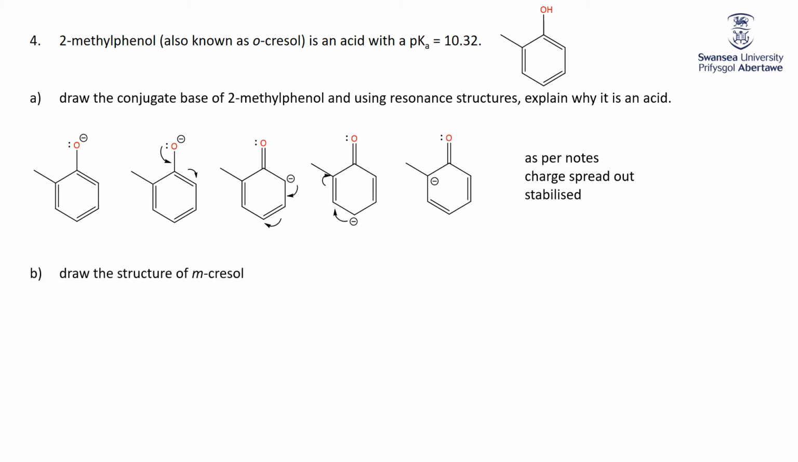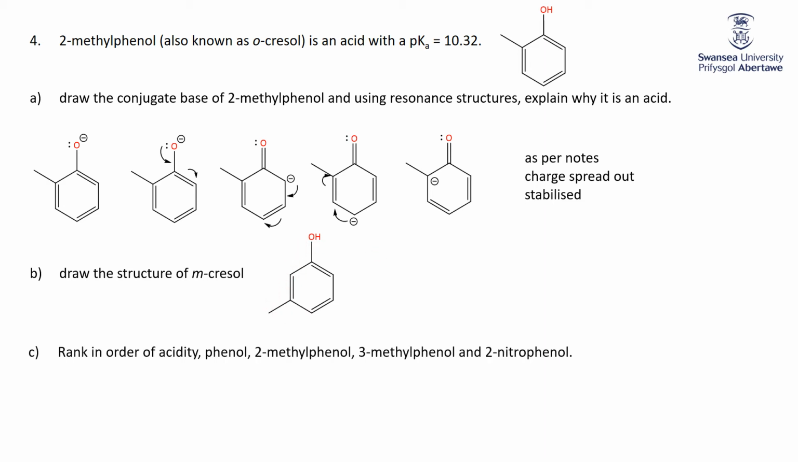Now let's draw the structure of metacresol, and there is, of course, metacresol, which you would otherwise call 3-methylphenol. Meta means that there is 1 carbon separating the 2 groups. Now let's rank in order of acidity phenol, 2-methylphenol, 3-methylphenol, and 2-nitrophenol. There's 2-nitrophenol, so now we've got all of the structures we need. Okay, well, the first thing to think about is that the methyl groups, as we said, are positive induction, thus they're pushing electrons into the ring. And 2-nitro, however, nitro is negative induction, it's pulling electrons out.